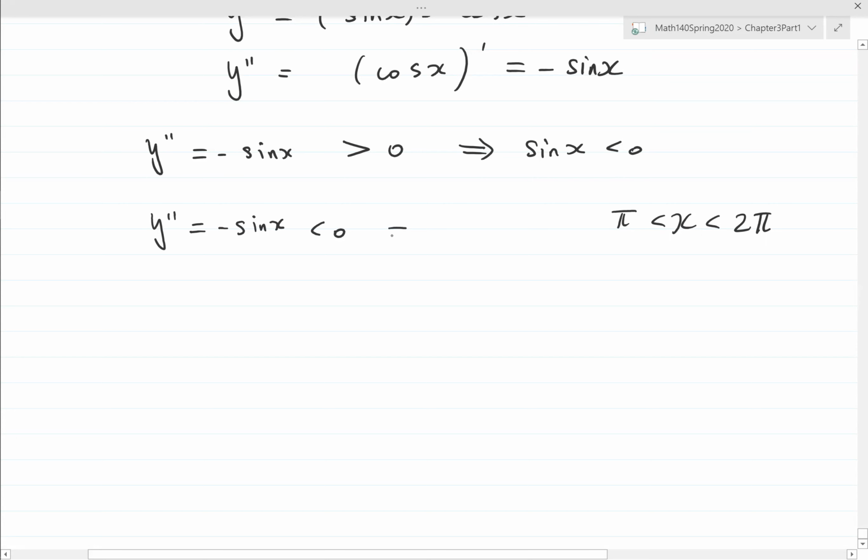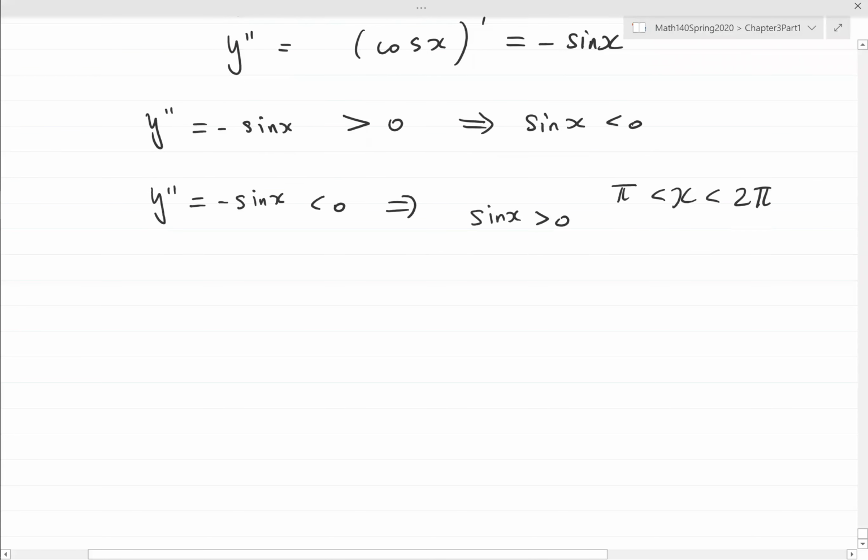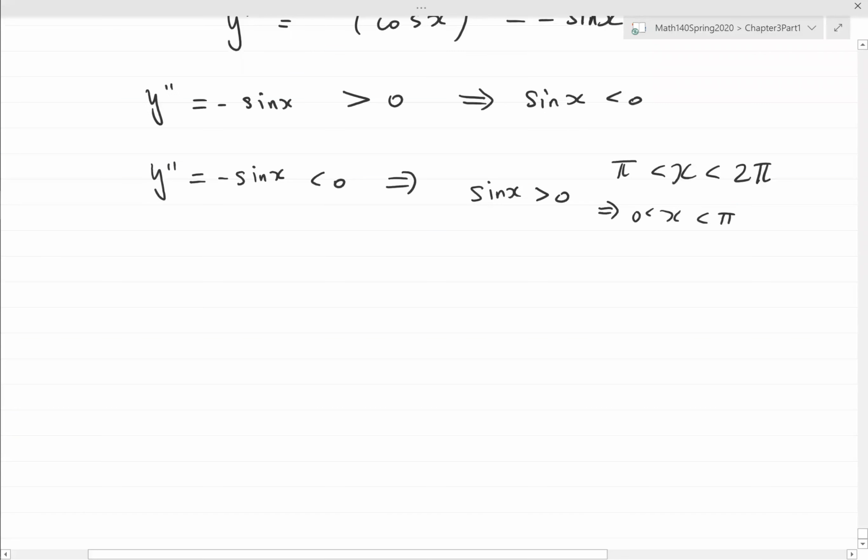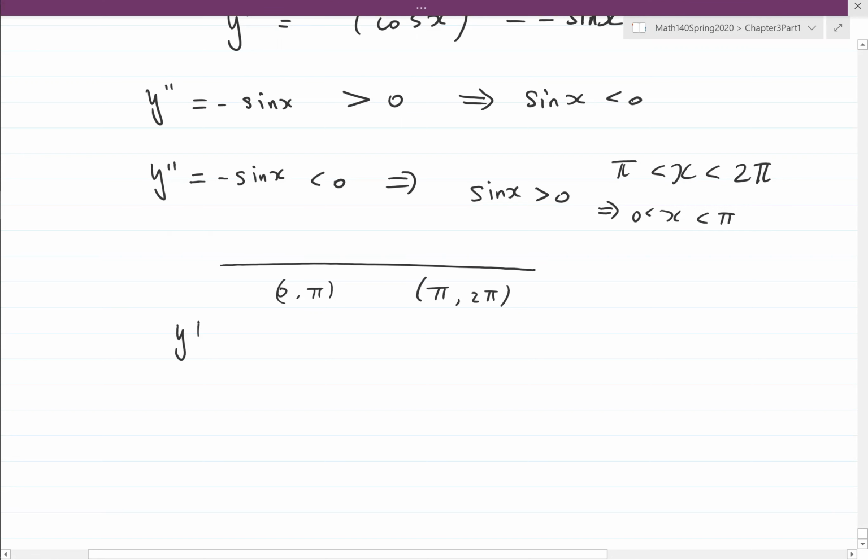Otherwise, this implies sine x is positive. So this means x lies between 0 and pi. So we know for one period, it's 0 to pi and pi to 2 pi, and we consider y, y', and the second derivative.